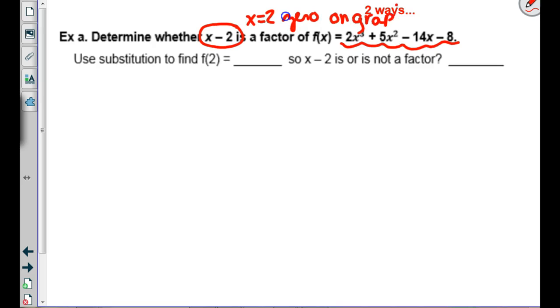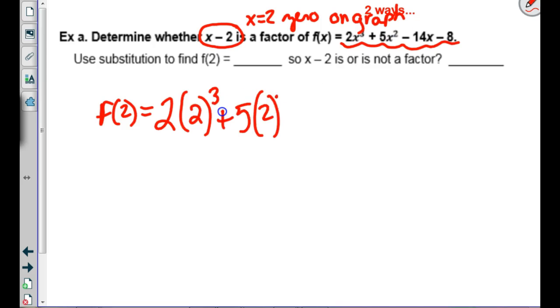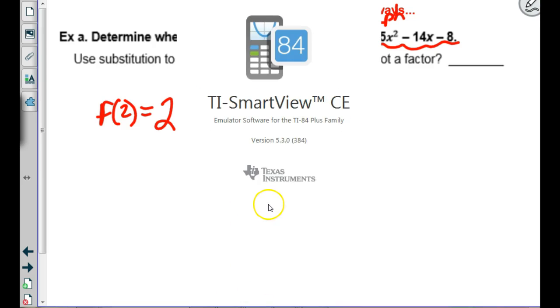Okay. The way they want is to substitute a 2 into the polynomial. So I need f of 2, and we're putting in a 2 for x. Was that a cubed, guys, before I scribbled on it? Plus 5 times 2 squared minus 14 times 2 minus 8. All right, that sounds fun. Can you all pull up your calculator and type that in quick?